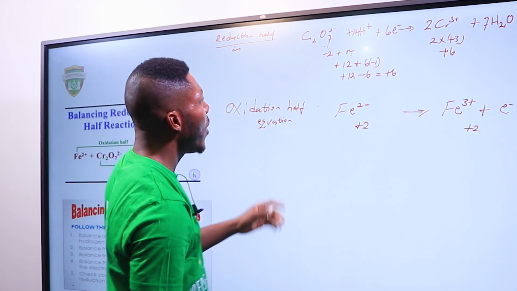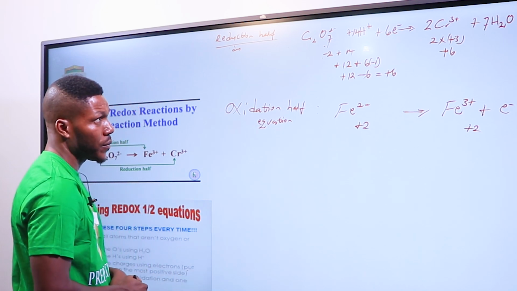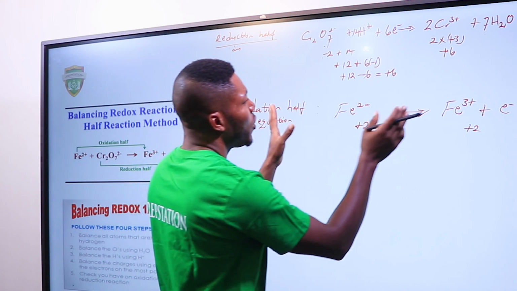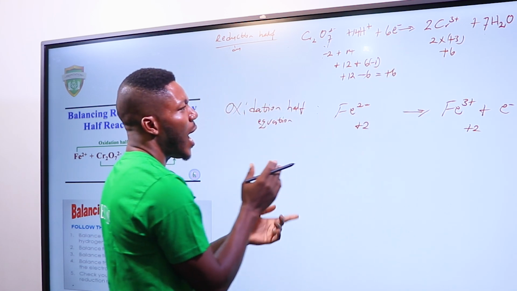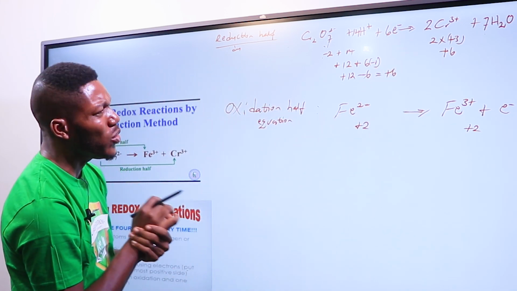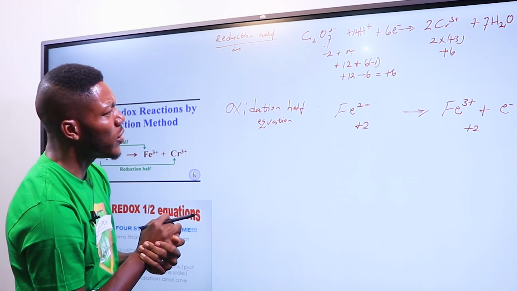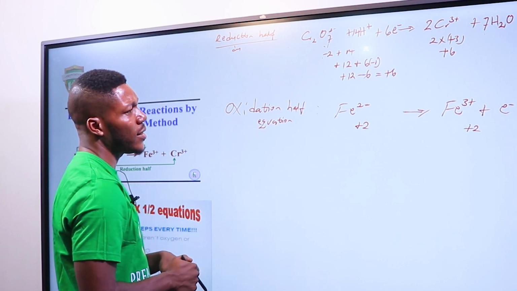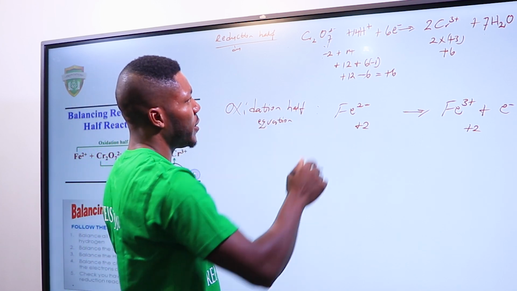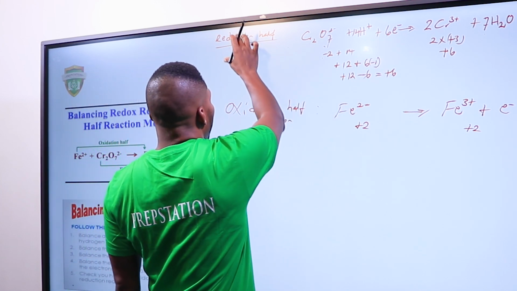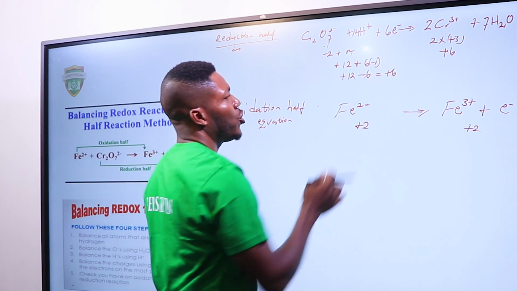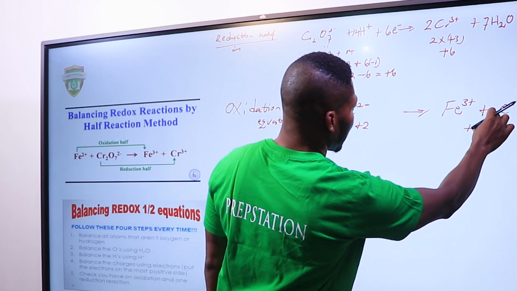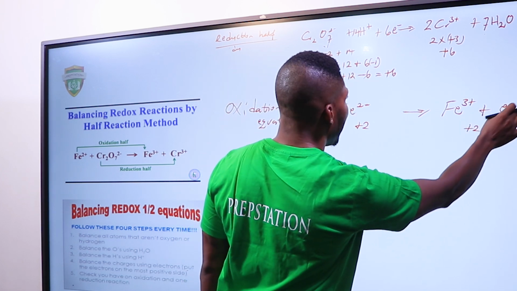But at this point now, how do I get my overall equation? I must make sure that I have the same number of electrons at both reactant and product for me to be able to get my overall equation. So what should I do? Now, looking at this point, in the reduction half equation, I have 6 electrons. Don't forget. Then in my oxidation half, I have what?